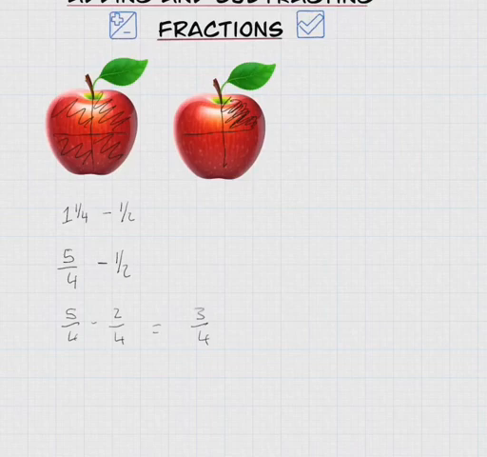So I started off with 1 1/4 apples, I dropped half of one apple on the floor, and I got left with 3 quarters of an apple, which I ate for lunch. All right, so this is an example of a fraction that is greater than one, which we converted into an improper fraction so that we could work it out.